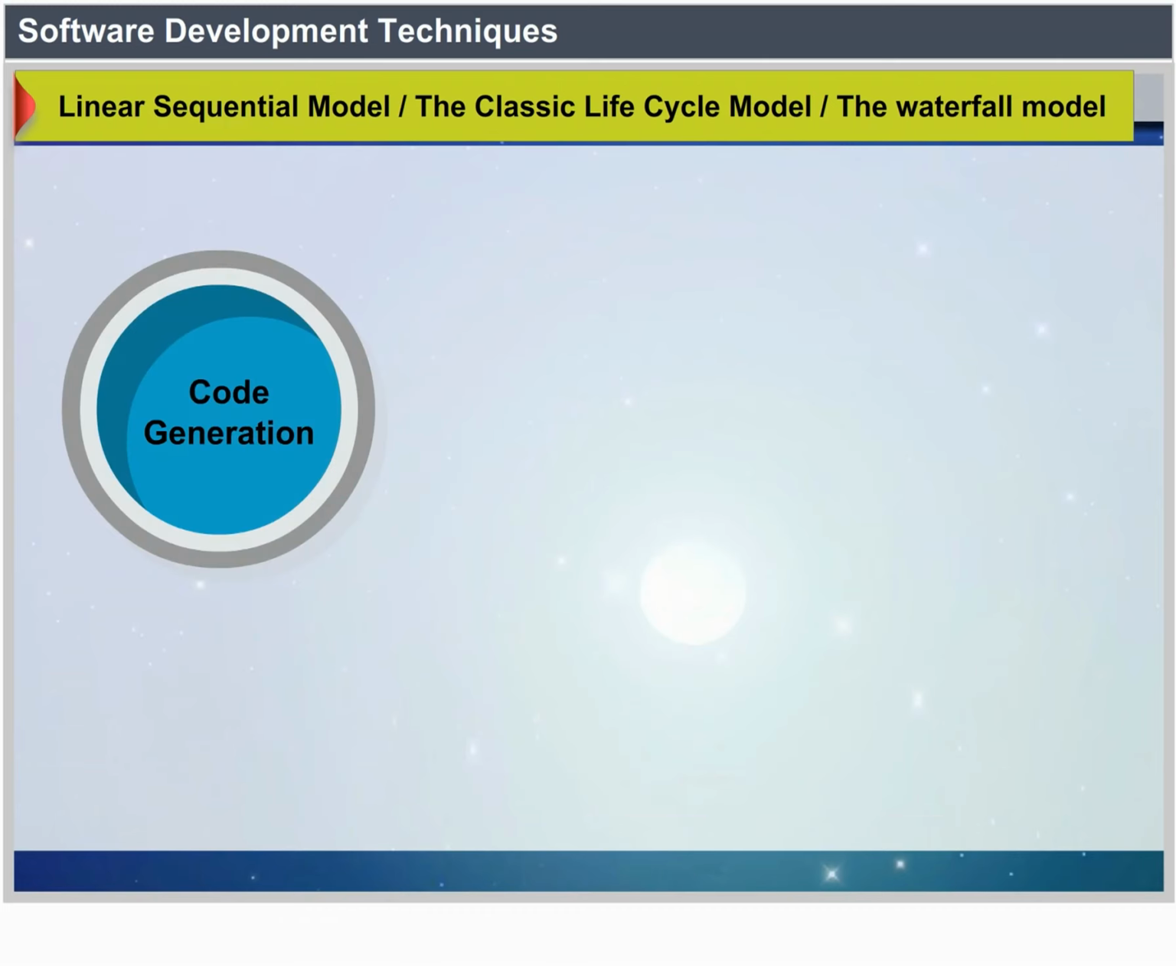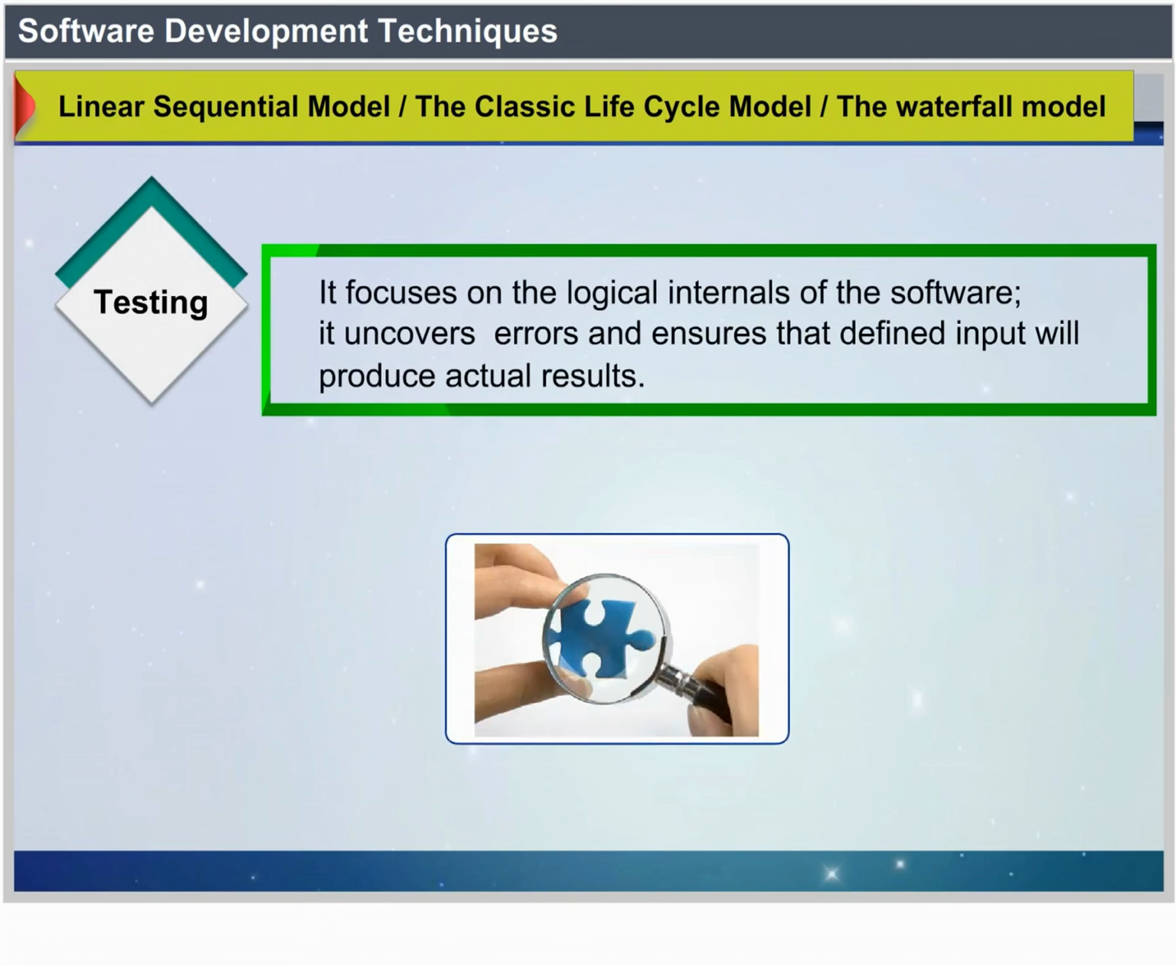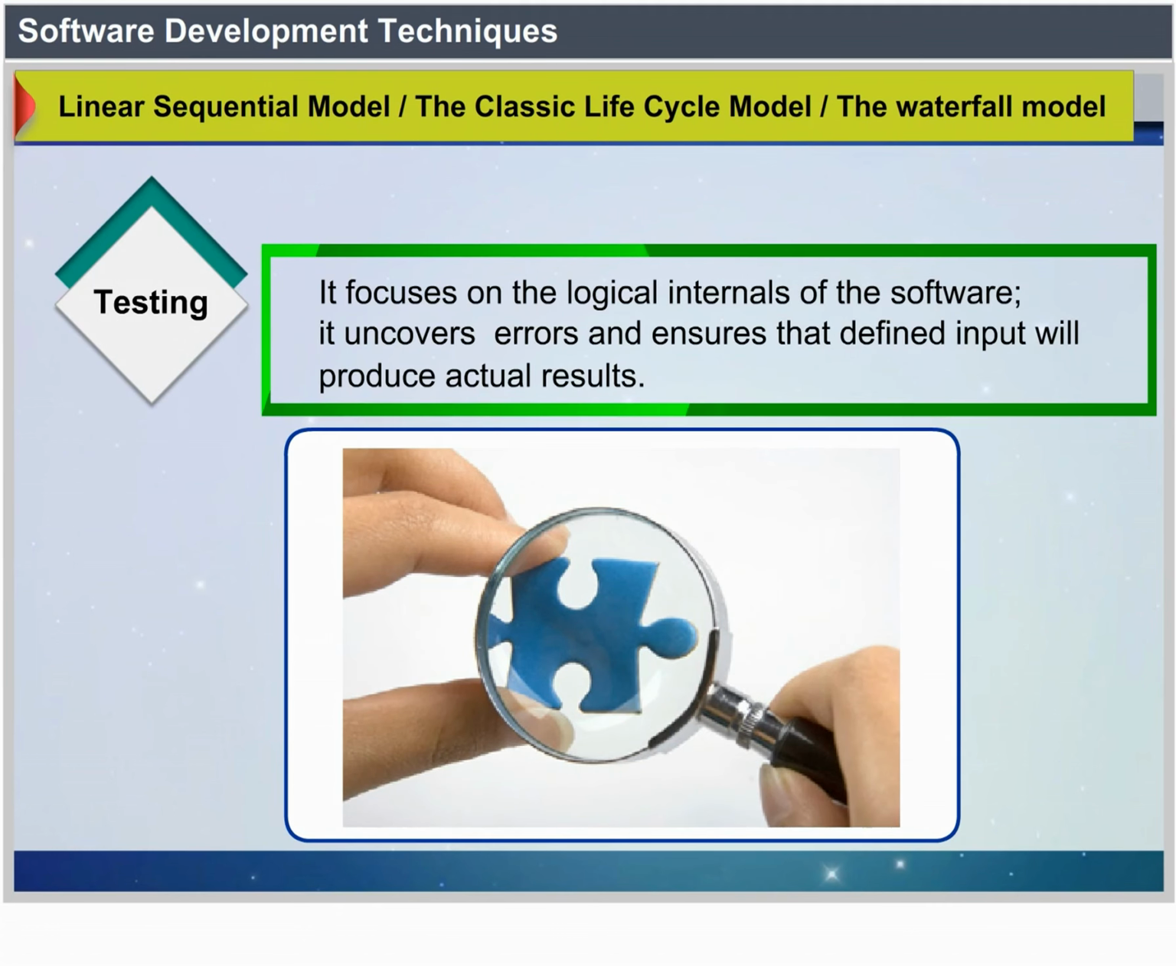Code generation. The design must be translated into a machine-readable form. The code generation step performs this task. Testing. It focuses on the logical internals of the software. It uncovers errors and ensures that defined input will produce actual results.